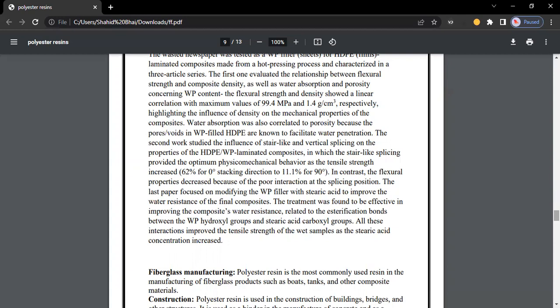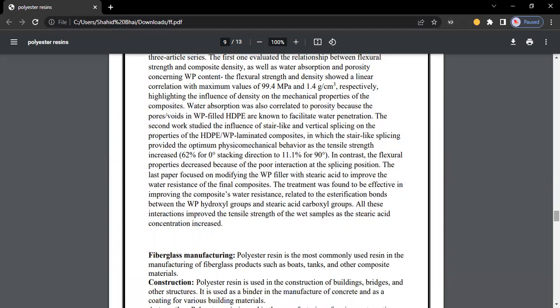The last paper focused on modifying the WP filler with stearic acid to improve the water resistance of the final composites. The treatment was found to be effective in improving the composite water resistance, related to the esterification bond between the hydroxyl groups and the stearic acid carboxylic group. All these interactions improved the tensile strength of the wet sample as the stearic acid concentration increased.